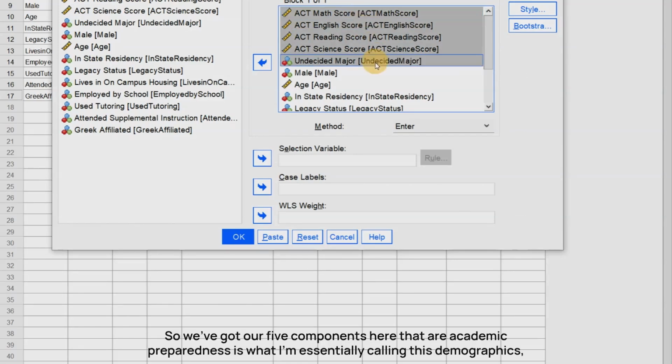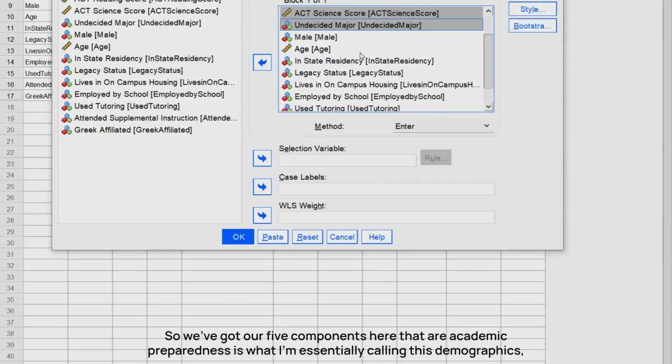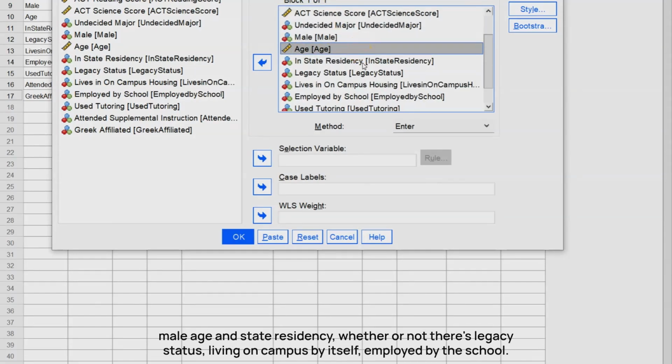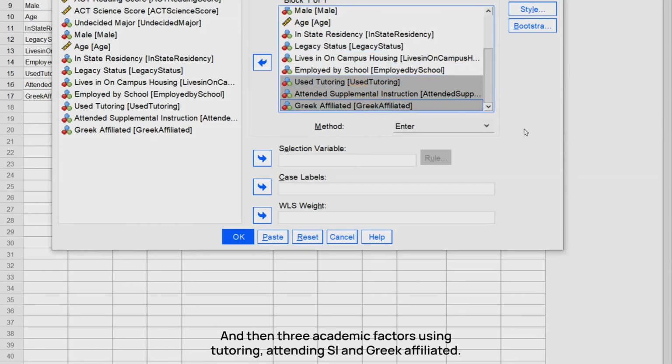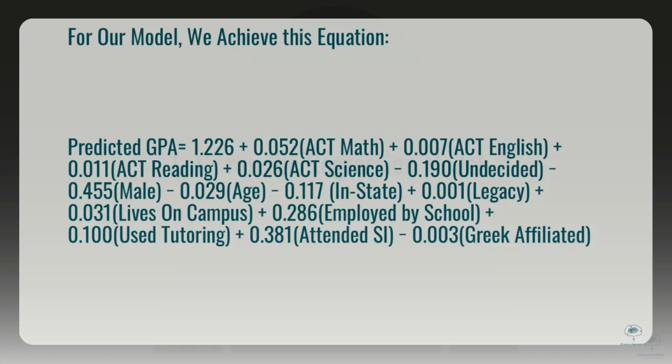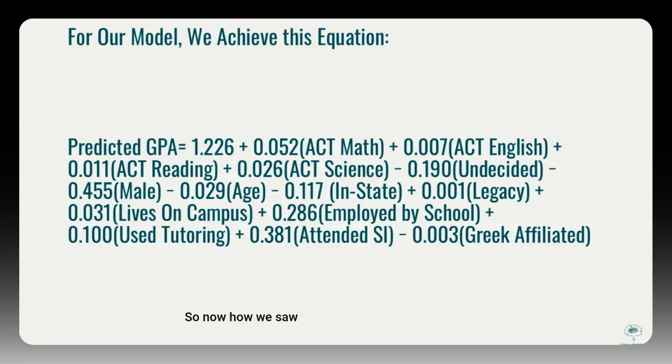So we've got our five components here that are academic preparedness is what I'm essentially calling this. Demographics: male, age, and state residency, whether or not there's legacy status, living on campus by itself, employed by the school, and then three academic factors: using tutoring, attending SI, and Greek affiliated. And that's all. So now we'll see how the actual output achieved.